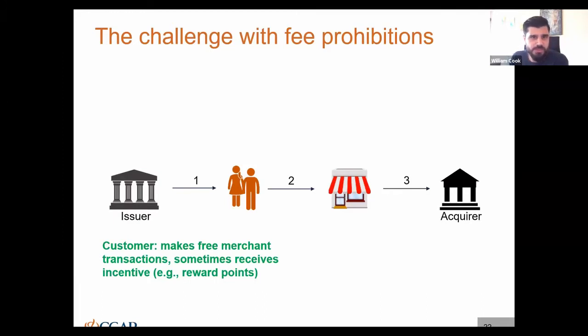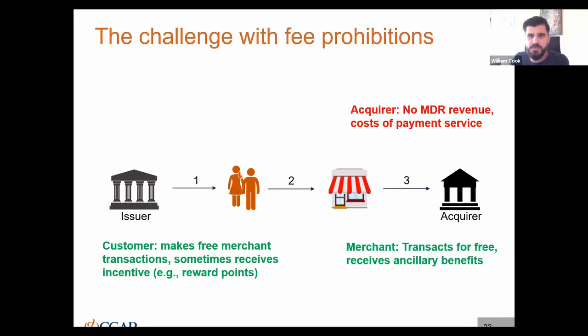So for the customer, still happy, transactions are still free, potentially getting rewards. And the merchant is happy with that scenario, transacting for free, getting ancillary benefits. But the elimination of an MDR means that acquirers and issuers are not earning directly from payments.